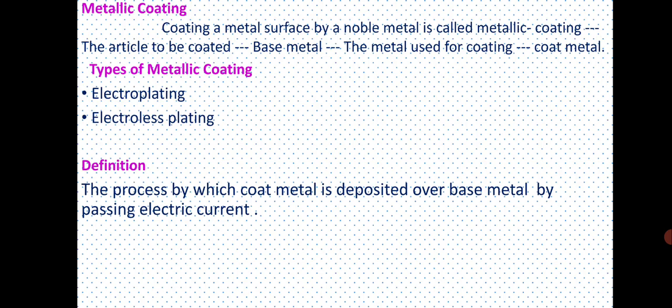Next one, metallic coating. Definition of metallic coating: coating a metal surface by a noble metal is called metallic coating. The article to be coated is the base metal. The metal used for coating is called the coating metal. Types of metallic coating: electroplating and electroless plating. Electroplating definition: the process by which coat metal is deposited over base metal by passing electric current.